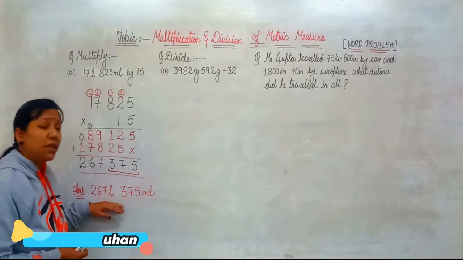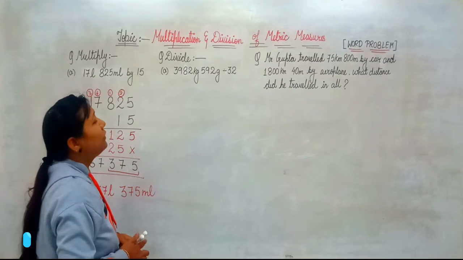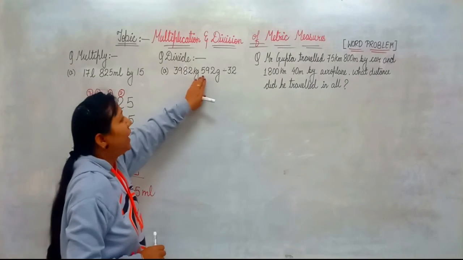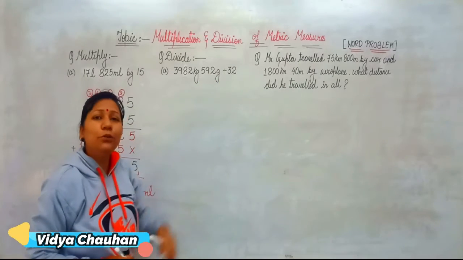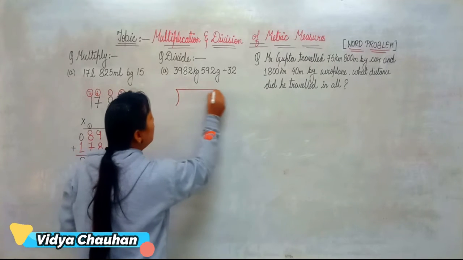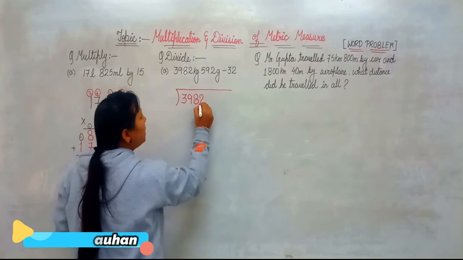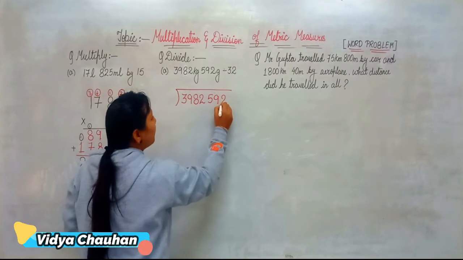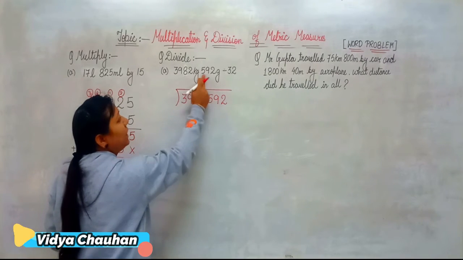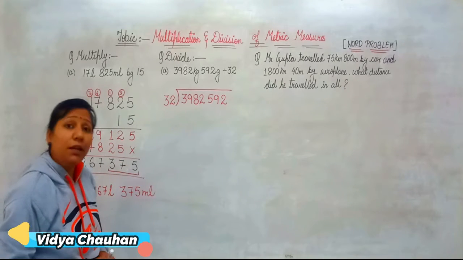I hope this multiplication part related to metric measure is clear. Now coming to the second part in which you have to divide 3982 kg 592 gram by the value 32. So let us perform the division, and once again as I told you, division will be also the same manner. Write the values 3982592. So we have written all the digits together here, 3982592, and by which value we have to divide this? We have to divide it by 32.